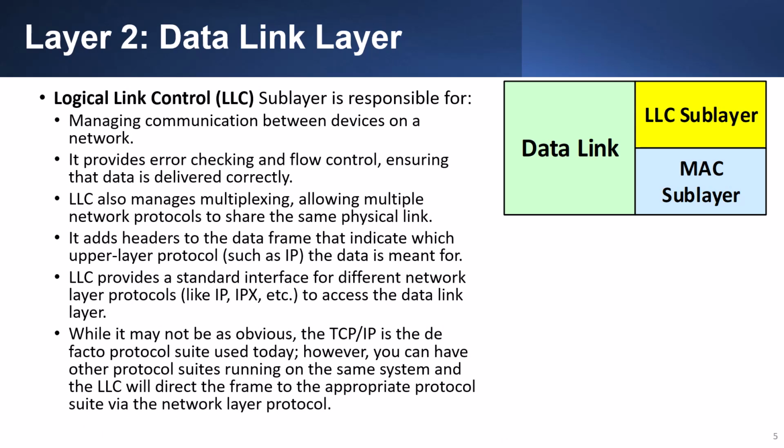The Logical Link Control, or LLC sublayer, is responsible for managing communications between devices on a network. It provides error checking and flow control, ensuring that data is delivered correctly. LLC also manages multiplexing, allowing multiple network protocols to share the same physical link. It adds headers to the data frame that indicate which upper layer protocols, such as IP, the data is meant for. LLC provides a standard interface for different network layer protocols like IP and IPX to access the data link layer.